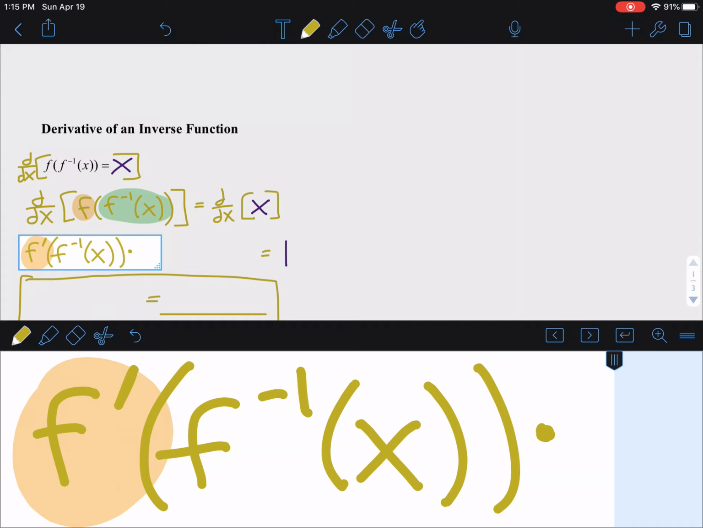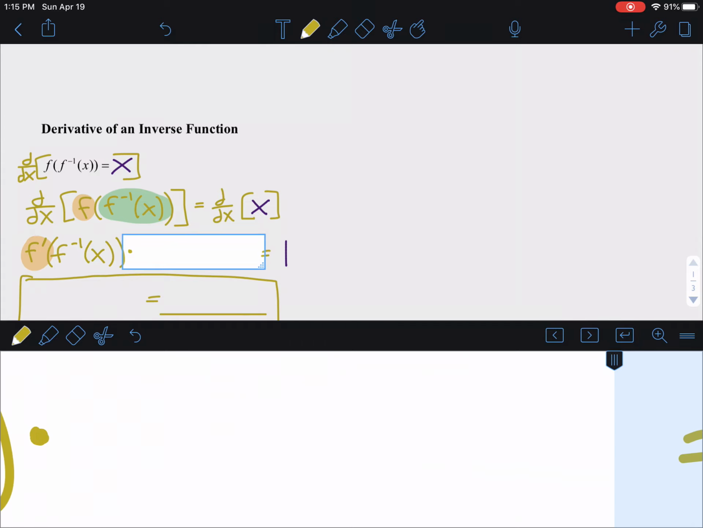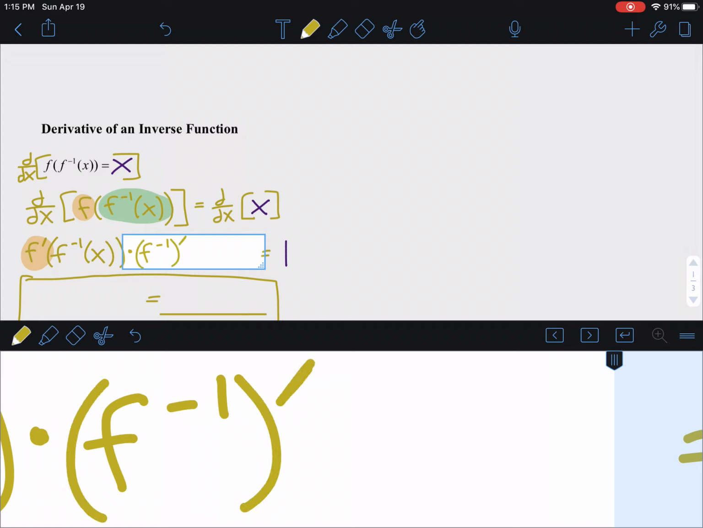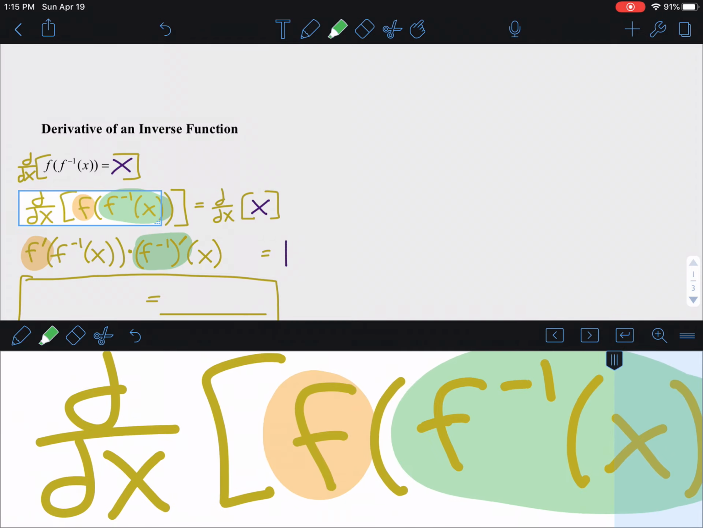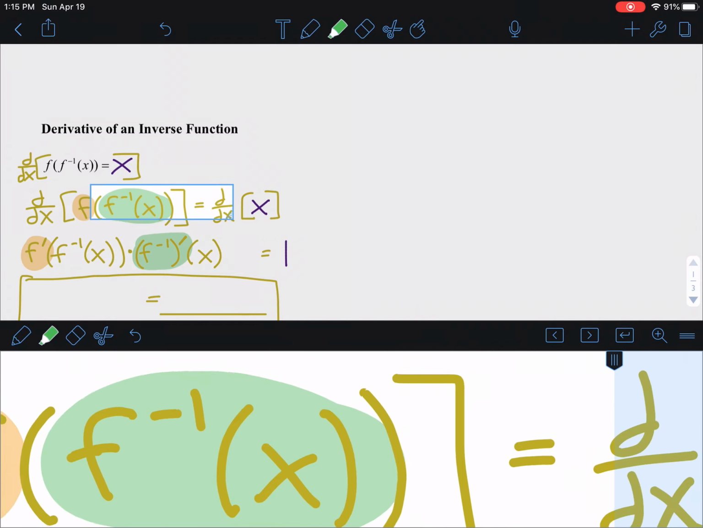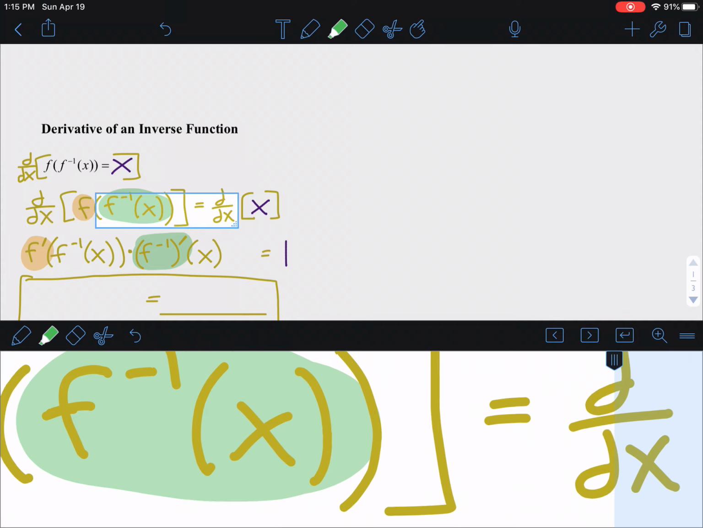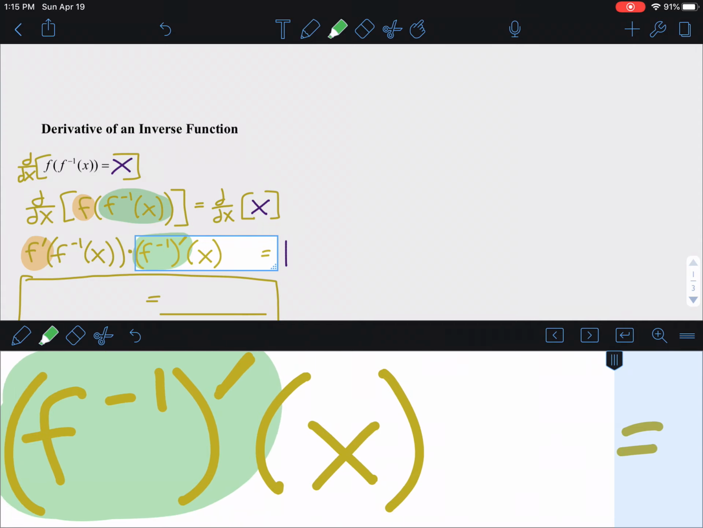So I just called it f prime. So here, I'm going to write f inverse, put parentheses around it, prime of x. Okay, so again, what's the derivative of f? I call it f prime. What's the derivative of f inverse? I call it f inverse prime of x, okay?